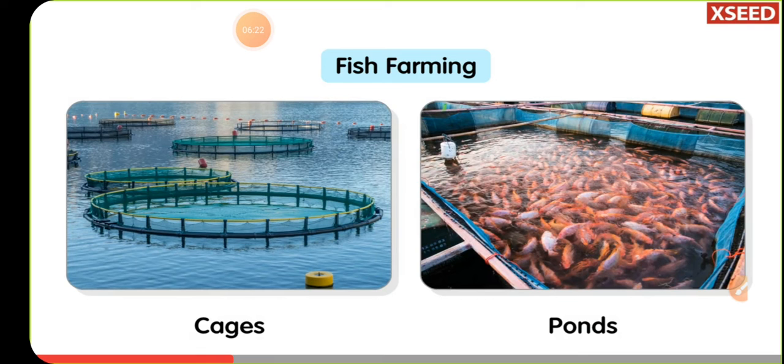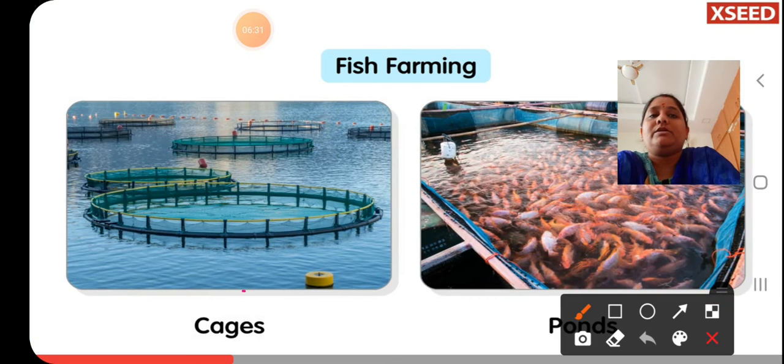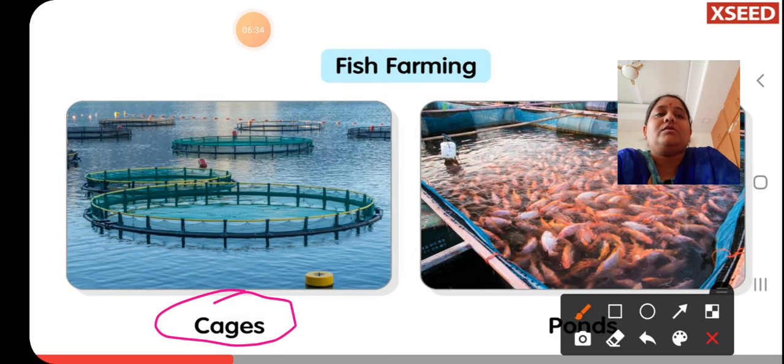So for fish farming, we have two different methods. The first is the cage farming method, and the second is the pond farming method.